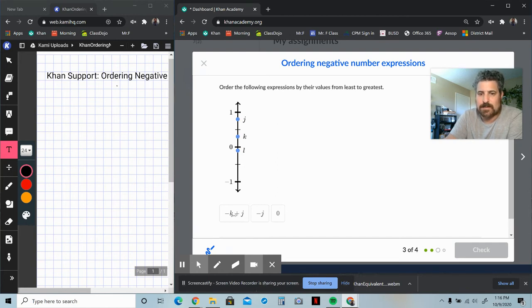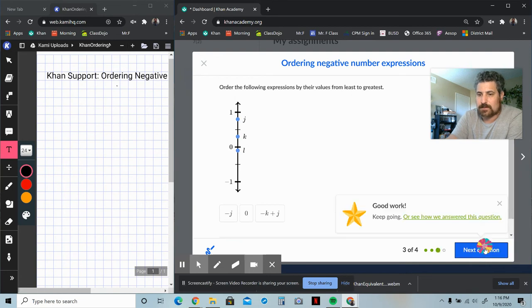And then 0. So obviously this, wherever it ends up exactly, is going to be somewhere around this area. And this one's going to be at the bottom when we do negative J. And the 0 is in the middle. So the least to greatest, you'd be looking at negative J being the smallest, 0 being the middle value, and then negative K plus J working out somewhere right near the halfway mark. So that's the answer.